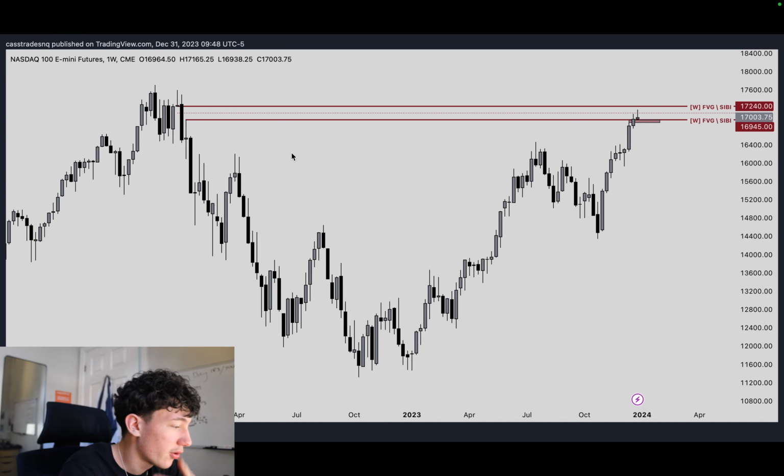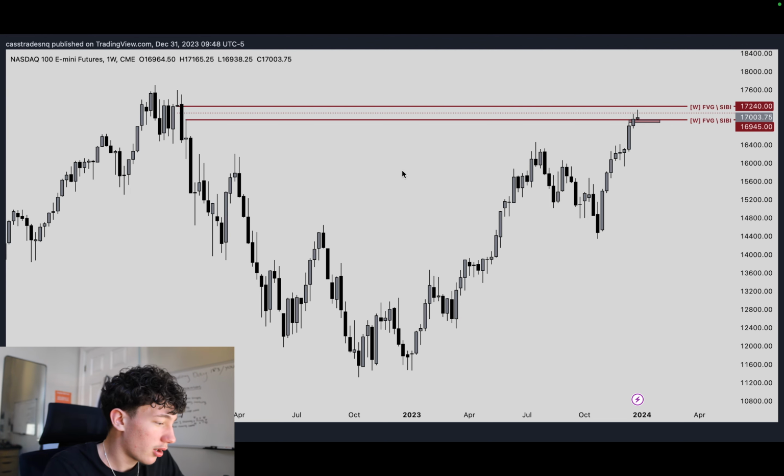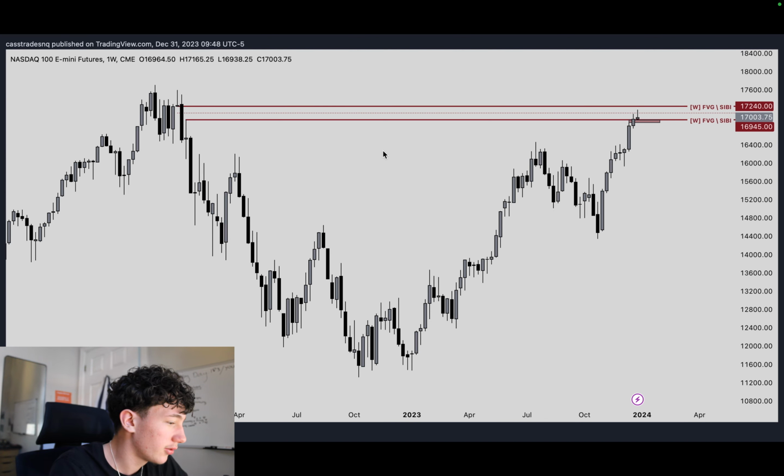So here I've got NQ, this is the weekly chart and this is the continuous contract. So it's not the current one that's being traded, and that is because you can't see as far back in the one that's being traded right now.